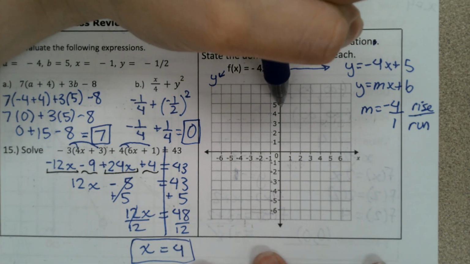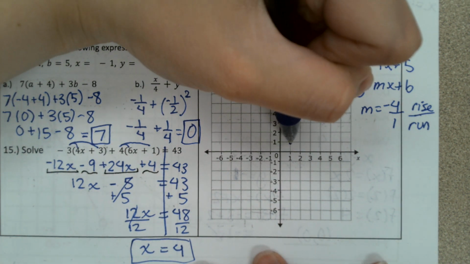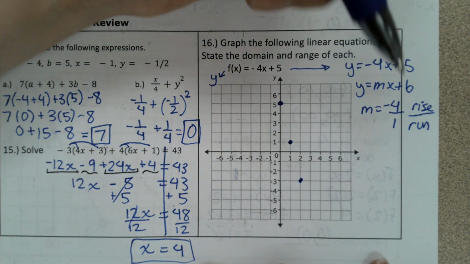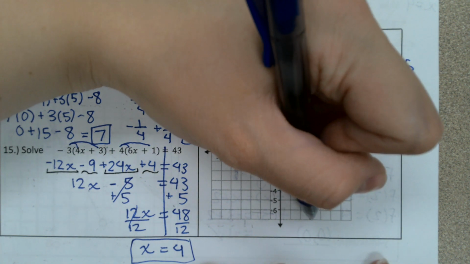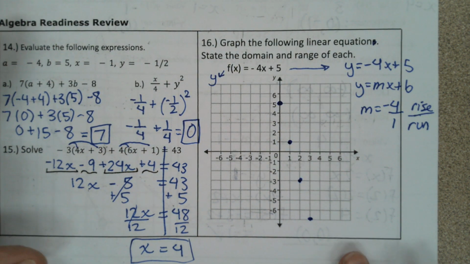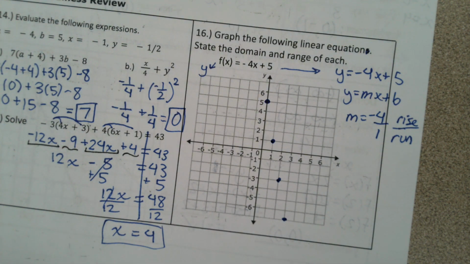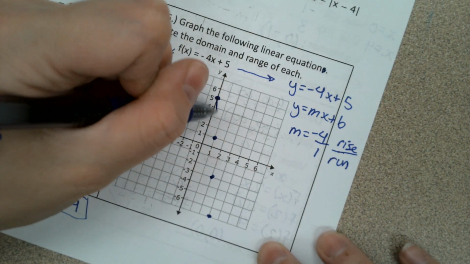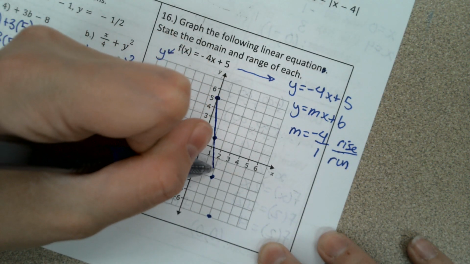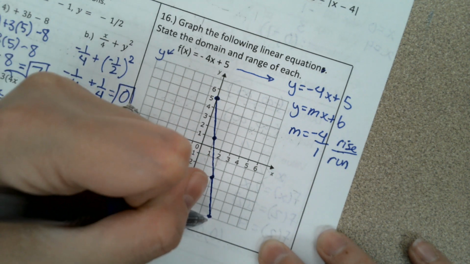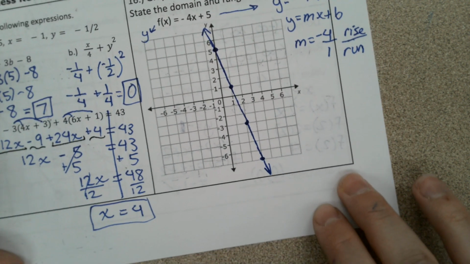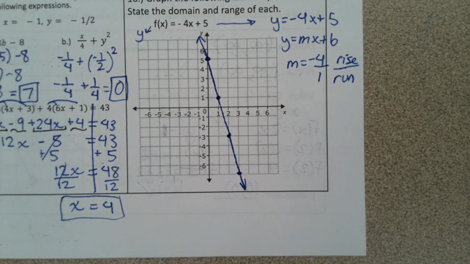Since it's a -4, we're going to move down 4 and right 1. So let's follow that pattern. Down 4, right 1. Down 4, right 1. Made enough points. Let's connect them together. You can use a ruler if you like. I'm just going to kind of sketch it. It doesn't have to be beautiful, as long as you get the point. Something like that.